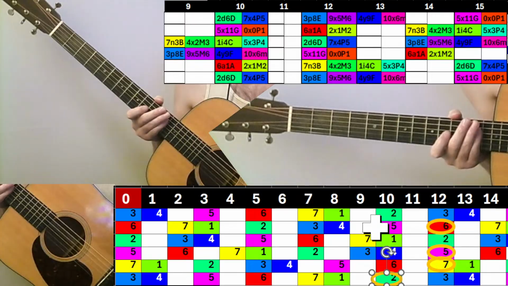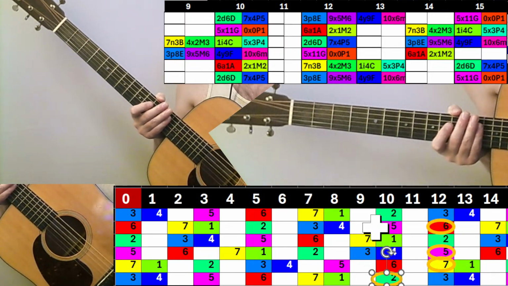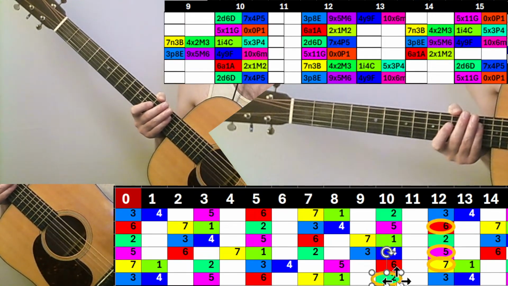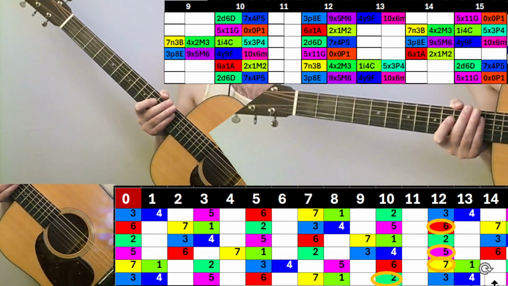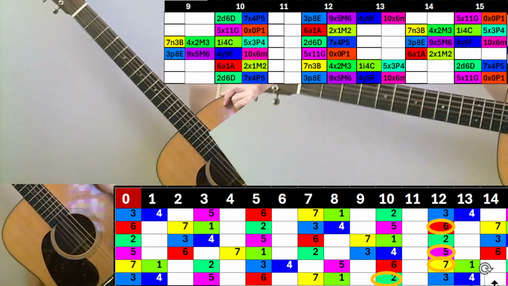Muy interesante. All right, let's try another one. So I'm going to say 9. Let's go add the 11. So the 11 is equivalent to the 4.